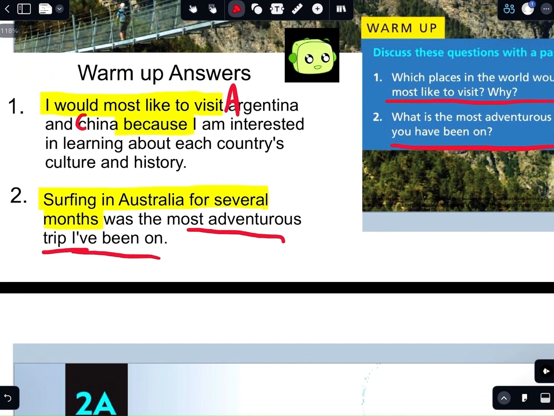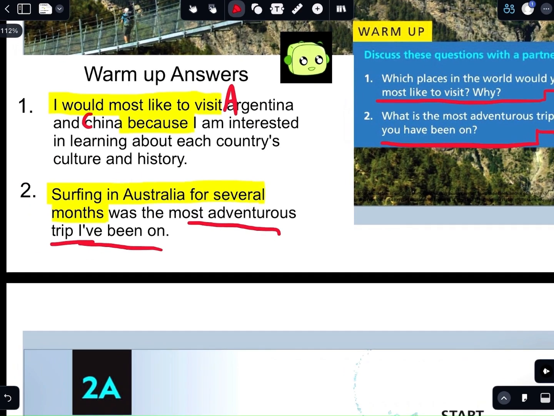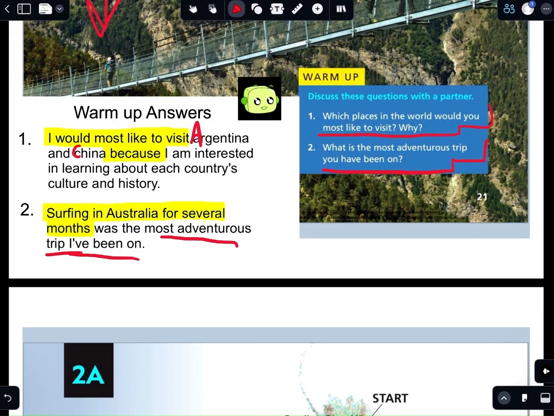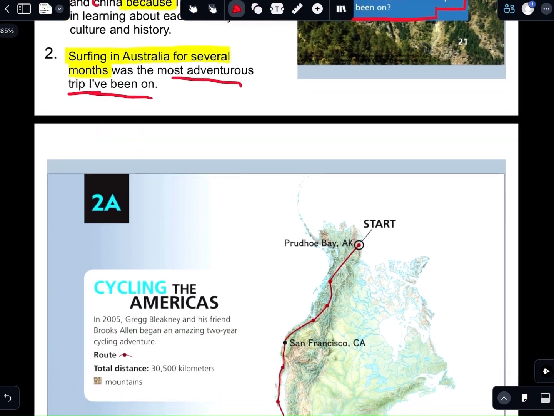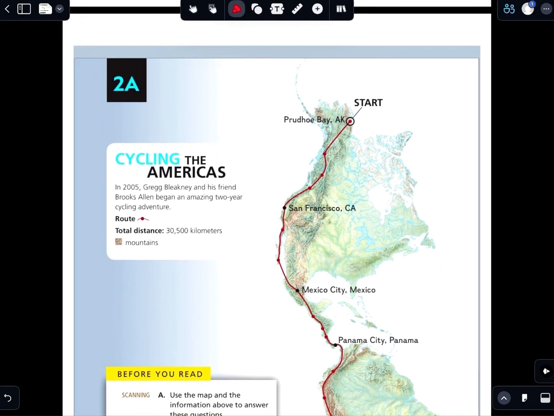Or if you want to use the question directly when you answer it, you can say, the most adventurous trip I have or I've been on was when I went somewhere, blah, blah, blah. So you can do that. You can do any way you want. Make sure you write it and record with Vocaroo so that I can check it, and we will move on now to our infographic that we are going to read.